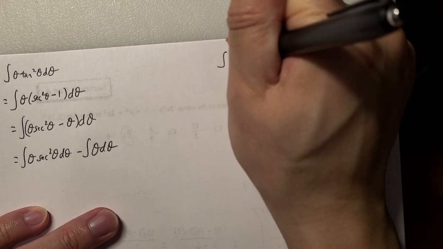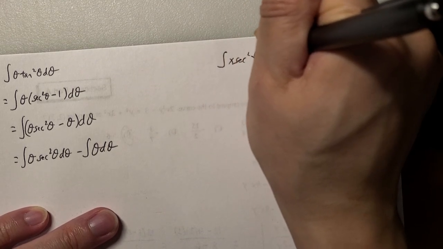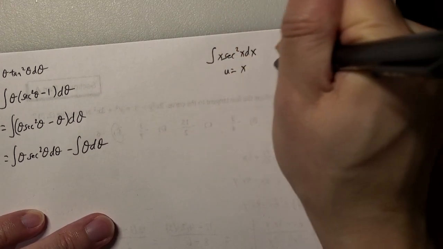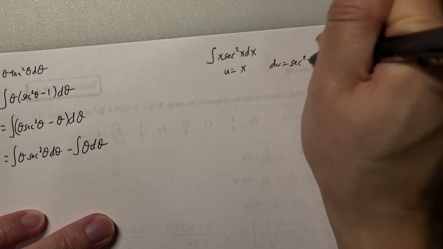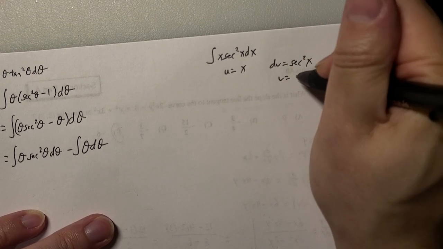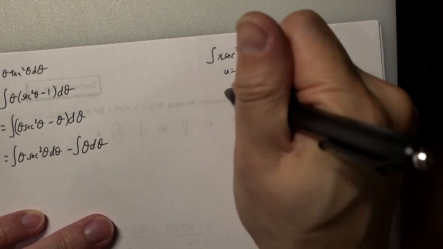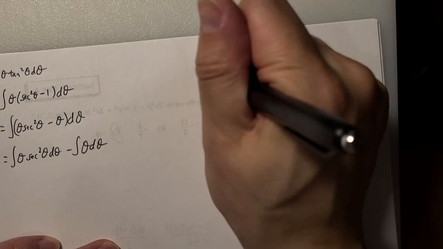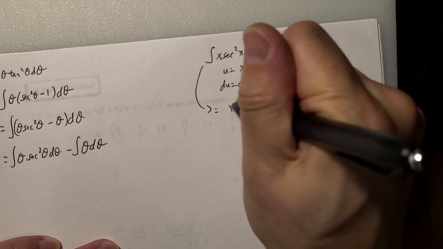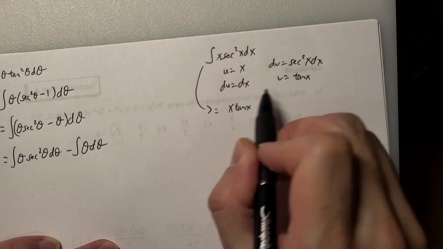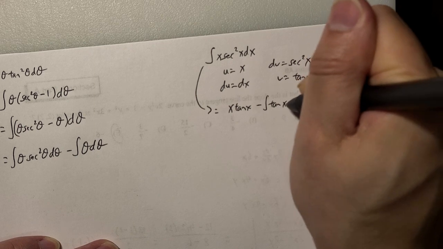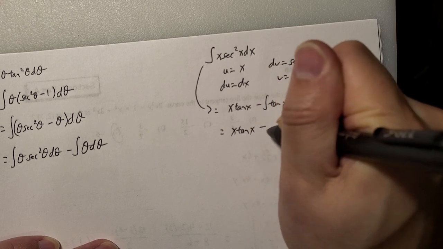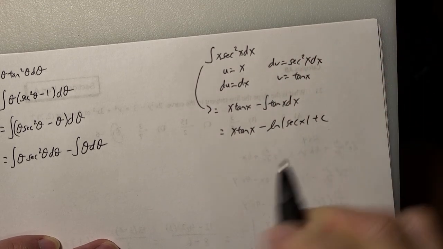Let me call it x instead of theta. So x secant squared x dx. Let's let our u be x, because dv, if we set it to be secant squared, v is a nice antiderivative, just tangent. du would be dx. So this one would equal x tangent x, uv, minus the integral of v du, so minus the integral of tangent x dx. Now this one I know how to solve, or if you remember it, even better, it's ln of secant x plus c.